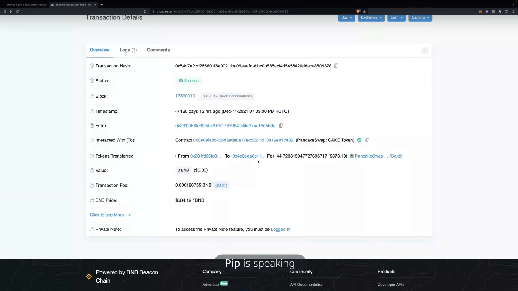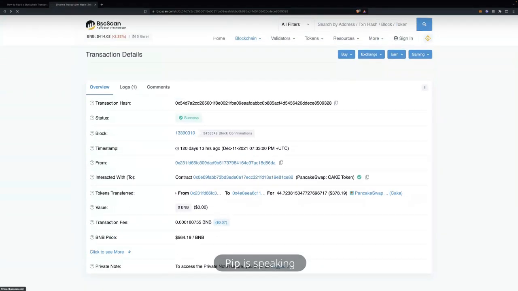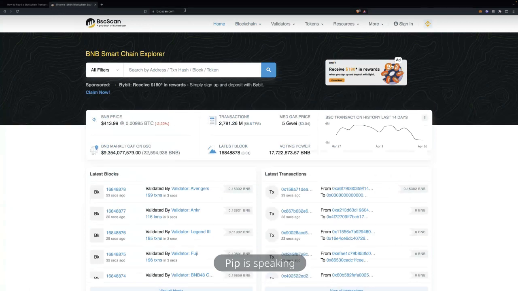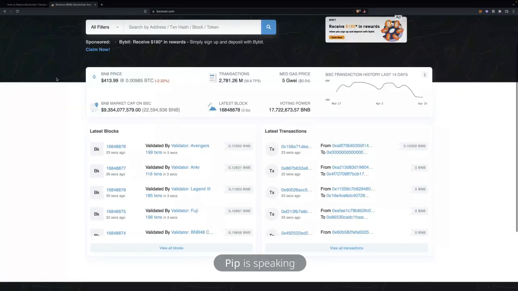And this is where the sentence, don't trust, verify, comes from. All of a sudden, the blockchain is trustless. You don't trust anything that anyone tells you. You are able and capable of going to BSCScan, Etherscan, the Bitcoin scan, blockchain.com, and check on your own.